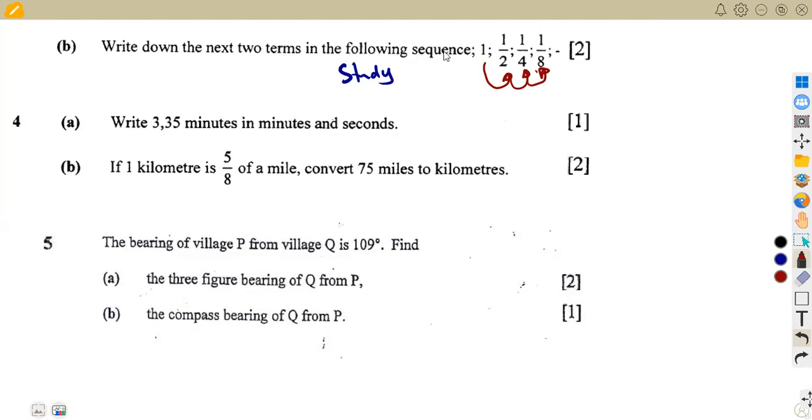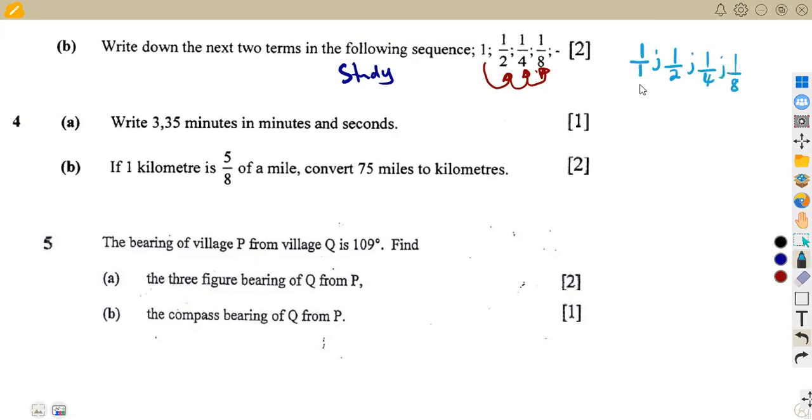If we check here, we are simply dividing by a half. This one you can consider as 1/1. All right, 1/2, 1/4, 1/8.